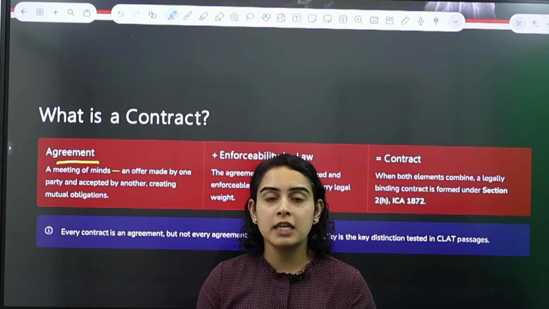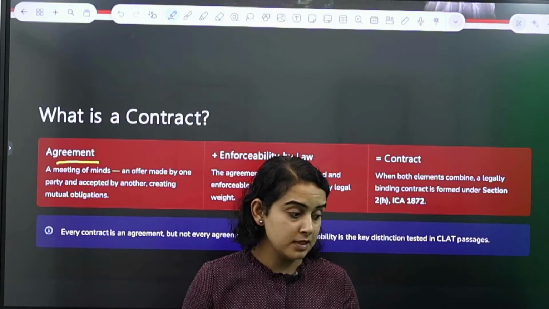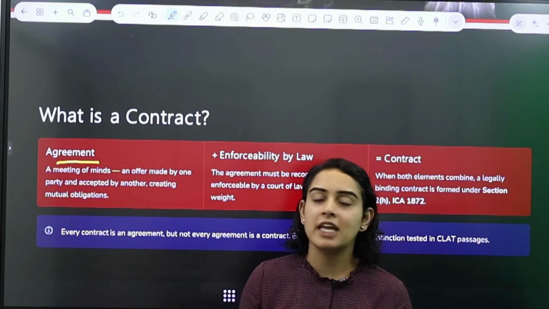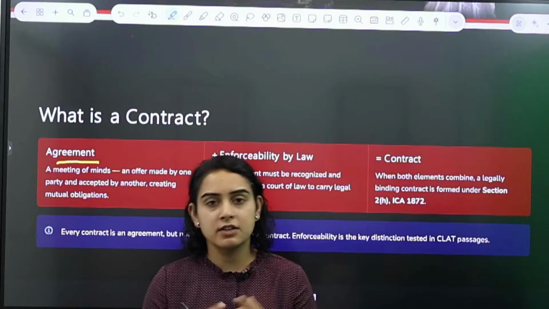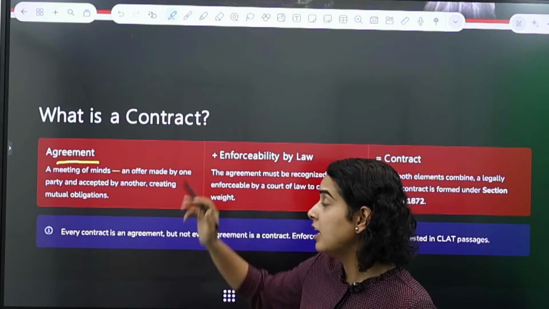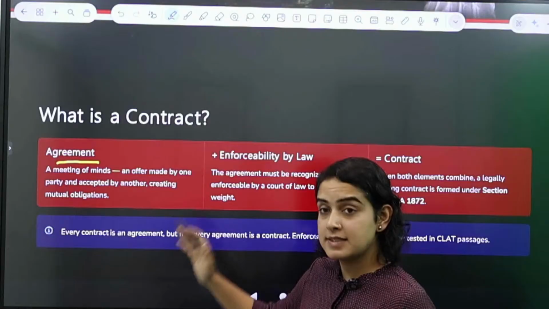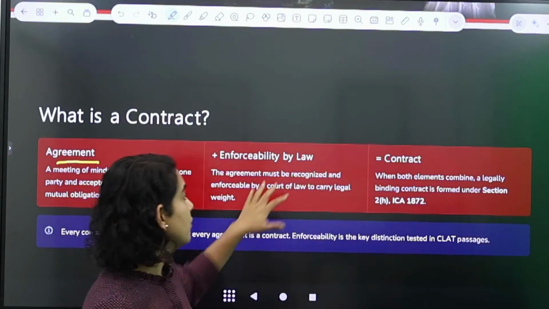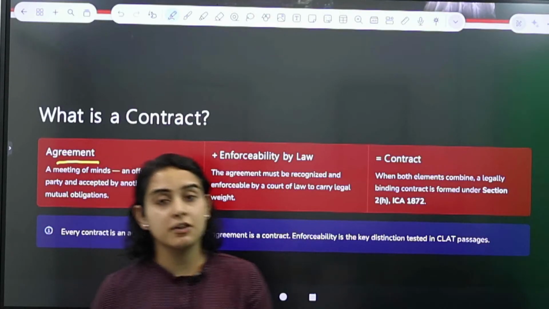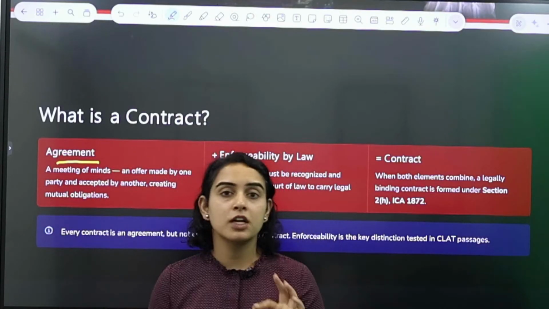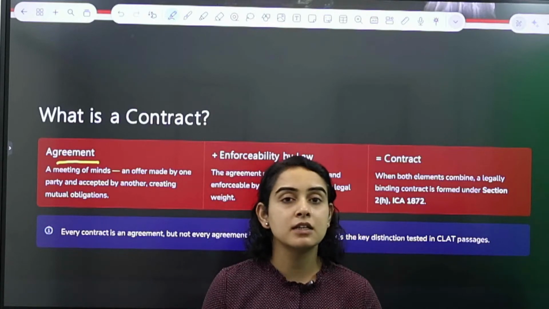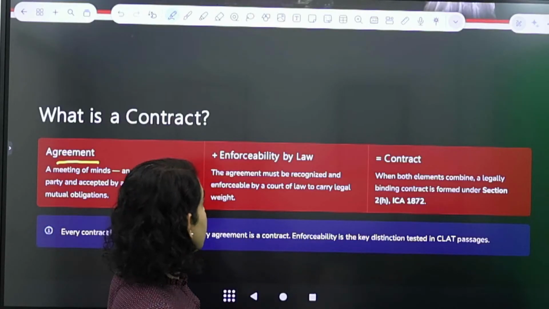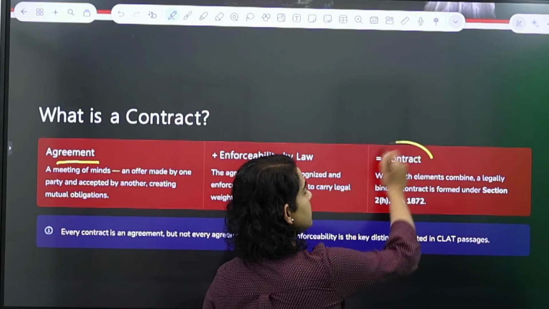What is an offer? Any proposal made to the other party. What is acceptance? When that proposal is accepted. And what is consideration? Anything both the parties are getting in return is going to be the consideration. An offer, an acceptance, and consideration together make an agreement. When that agreement is enforceable by law, which means that if you do not follow the conditions of the agreement, there can be legal responsibilities or legal consequences for the same, it becomes a contract.